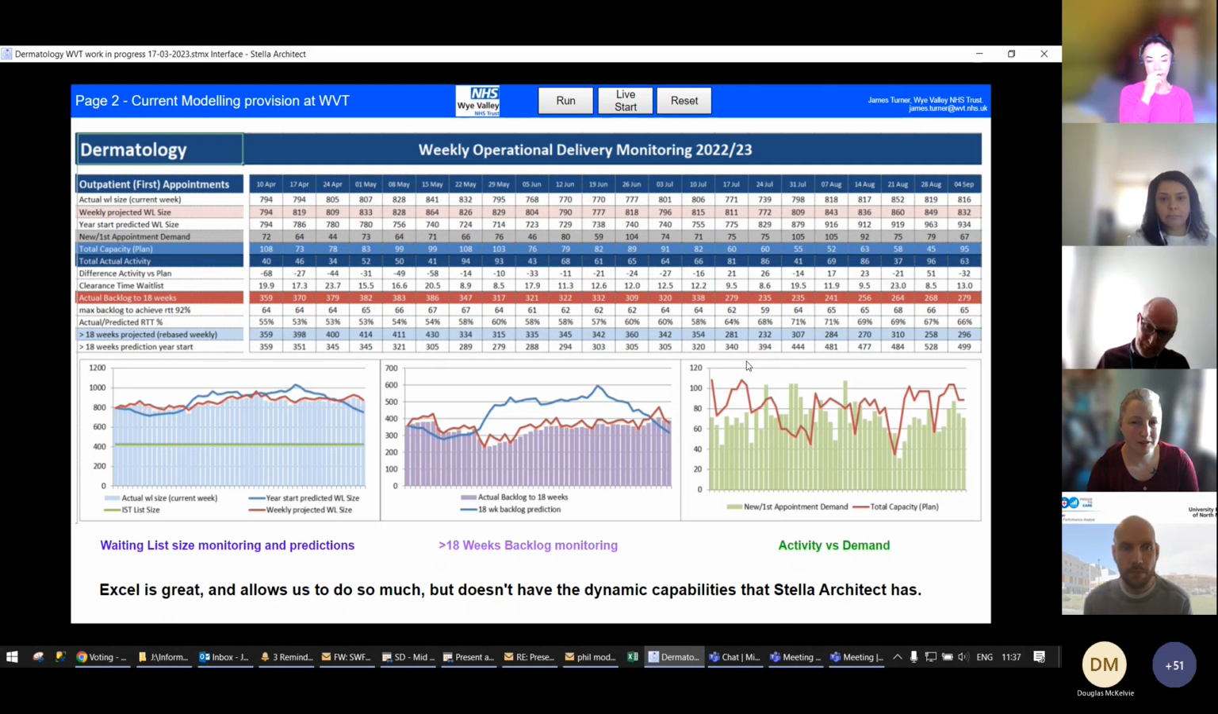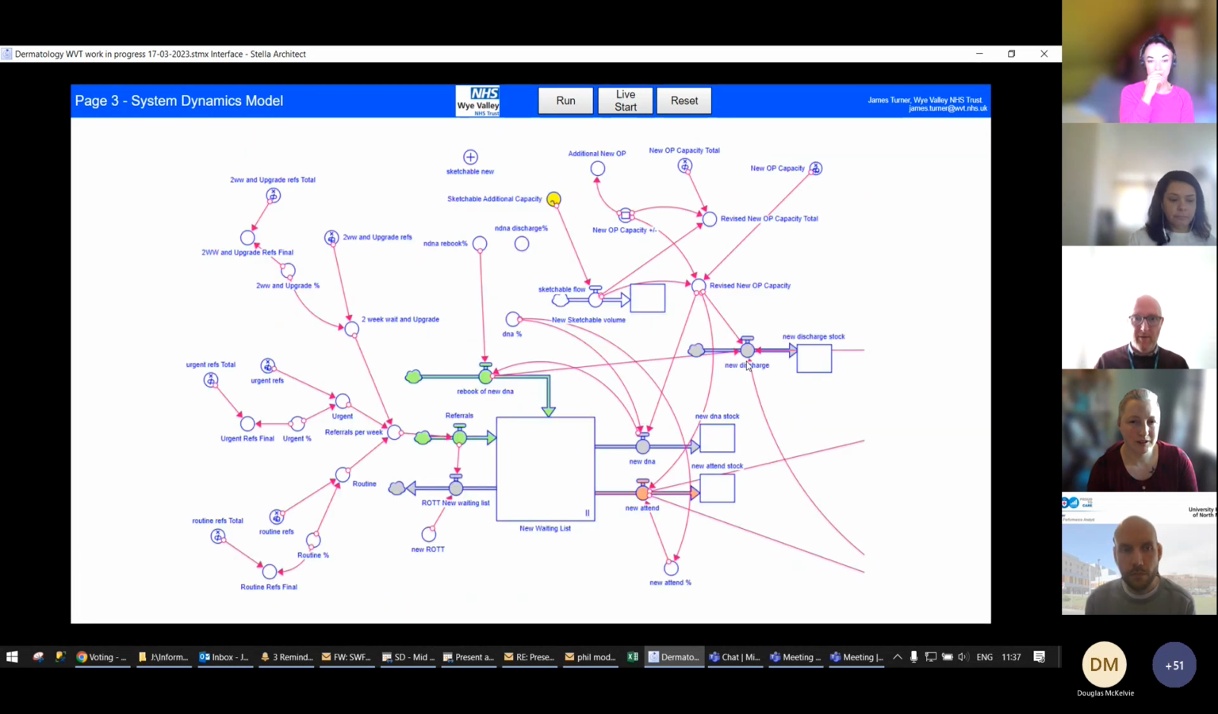So we've already got a certain amount of functionality within it. And Excel is great, but it's not dynamic in the way that Stellar Architect can be. It's so much slower to try and make decision changes based on the information you're seeing. So that's where we ended up with the design of this model. It's not as neat as the previous presentation, because I'm just a little bit scatty when I do these things.